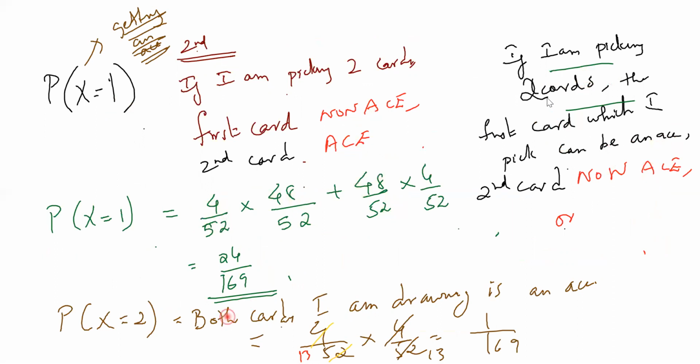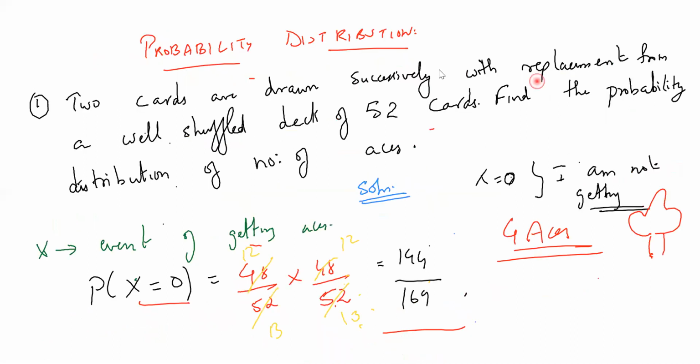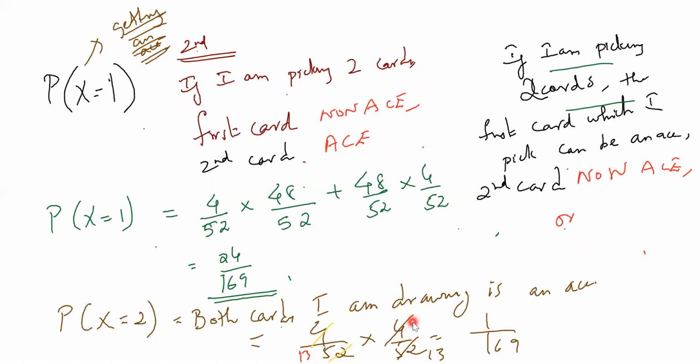Similarly here, I'm getting the answer as 24 by 169 respectively. Third condition, x is equal to 2, which means both the cards I'm picking are aces. So 4 by 52 into 4 by 52. Why again did I get 4 by 52? Because the question is with replacement. If it is without replacement, then it will be 3 by 52 here. Then everything in the question will change accordingly.